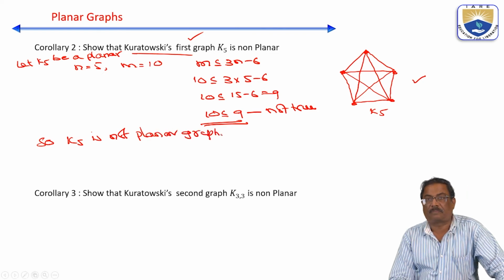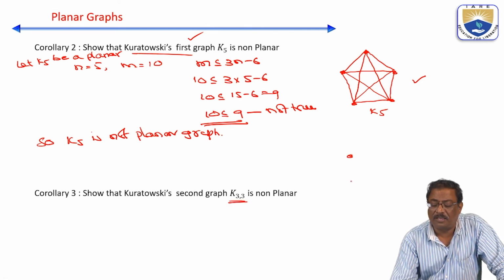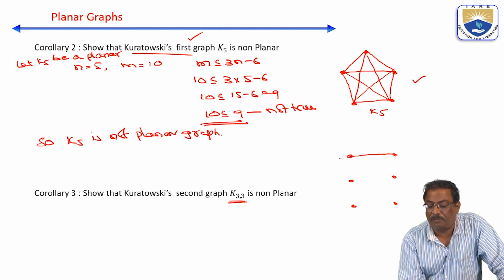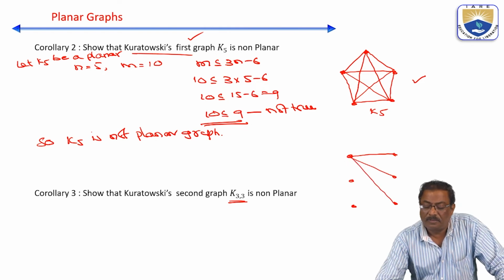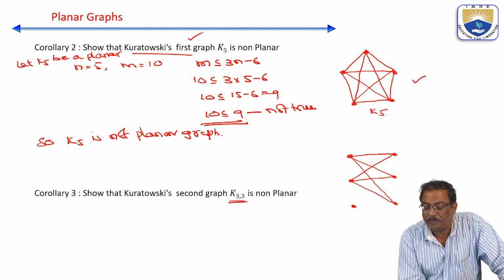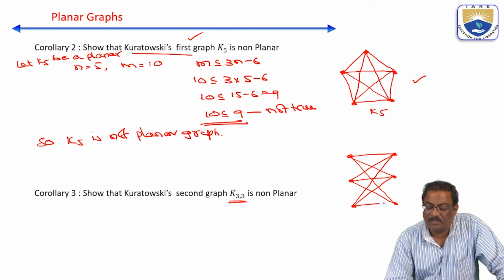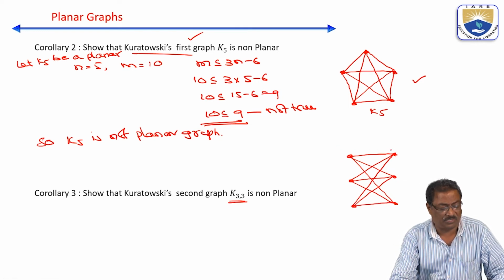This is this. And the second one, show that Kuratowski's second graph is nothing but a complete bipartite graph. Let us consider a complete bipartite graph. Each vertex is connected to all the other vertices in the other set. Let us say this is one partitioning and this is another partitioning.